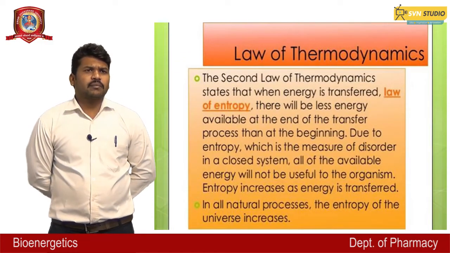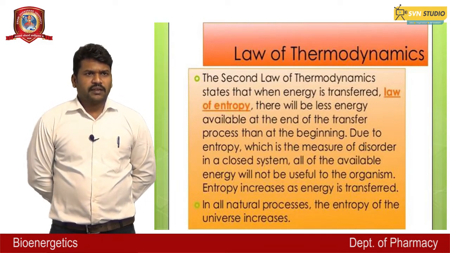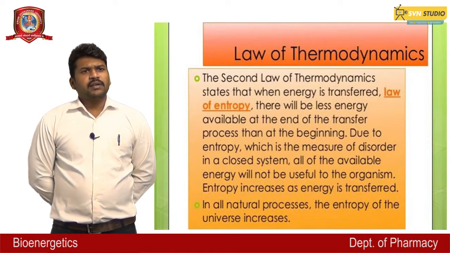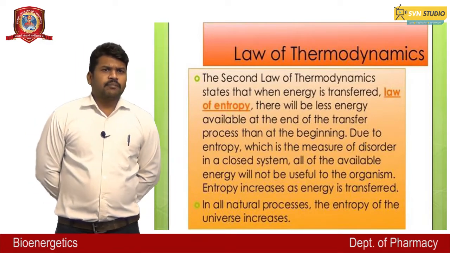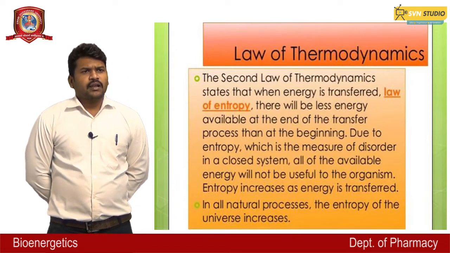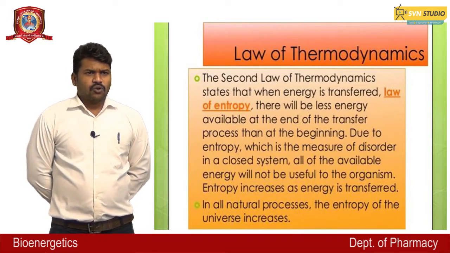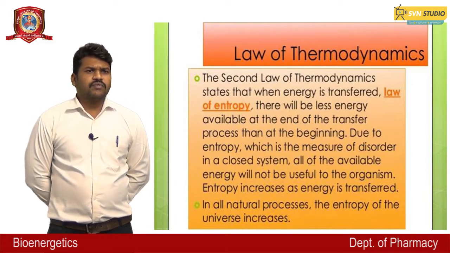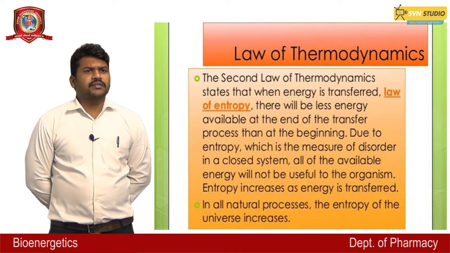The second law of thermodynamics states that when energy is transformed, there will be less energy available at the end of the transfer process than at the beginning due to entropy, which is the measure of disorder in a closed system. All of the available energy will not be useful to the organism. Entropy increases as energy is transferred. In all natural processes, the entropy of the universe increases.